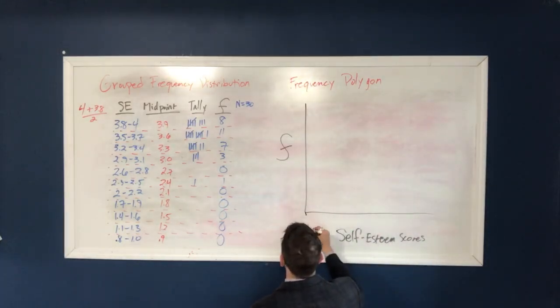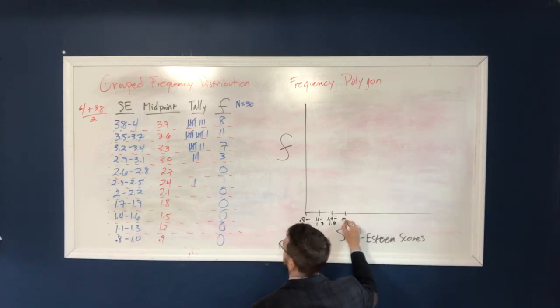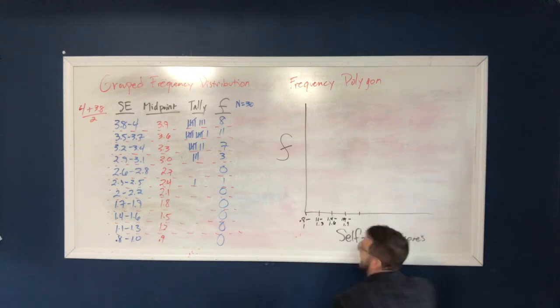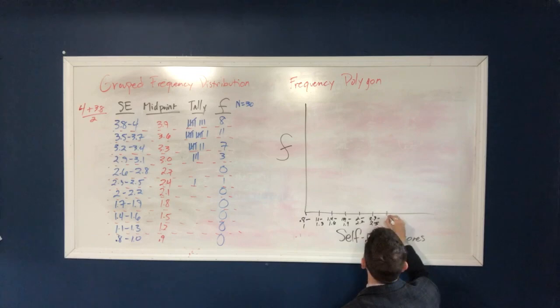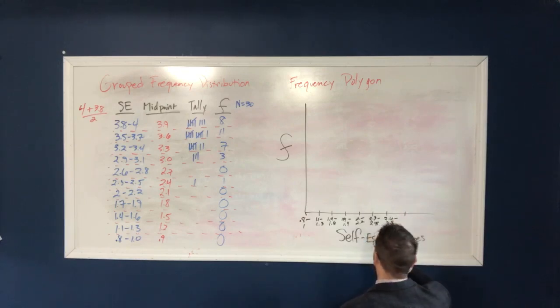Okay, so our lowest category, which we're going to put here, is going to be 0.8 to 1. Okay, and then we have 1.1 to 1.3, and then we have 1.4 to 1.6, and then we have 1.7 to 1.9, and then we have 2 to 2.2, and then we have 2.3 to 2.5, and then we have 2.6 to 2.8. So this is going to look really small here, but that's okay. And then we have 3.2 to 3.4.